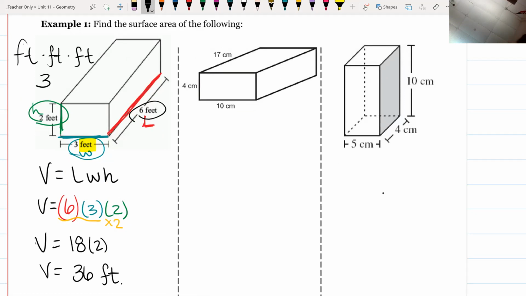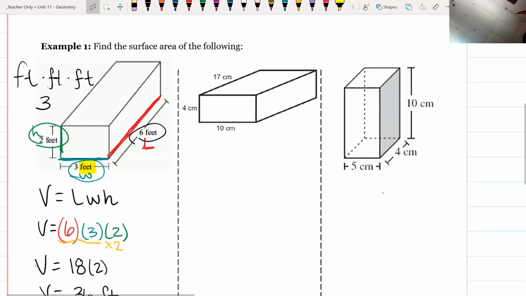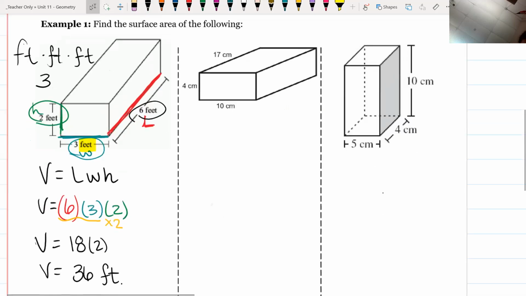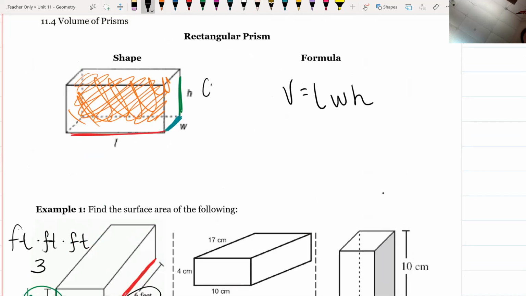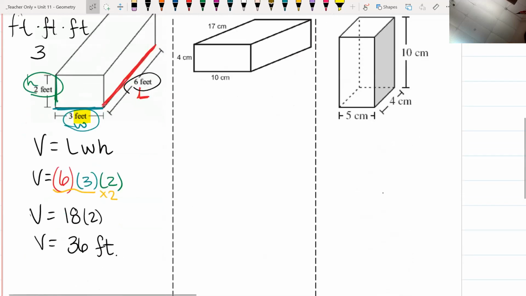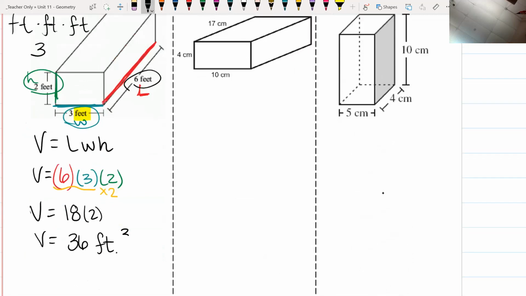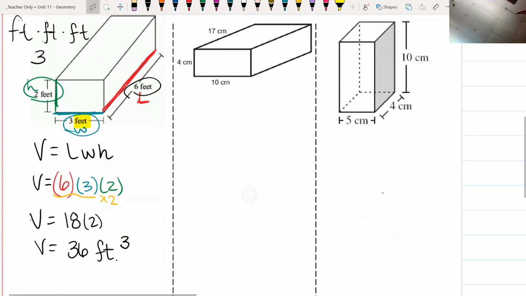3. So instead of area, which is what it's asking for, right? No. Instead of area, which was squared, volume is going to be cubed. Volume is cubed. Okay. So volume is cubed. So it should be 36 feet cubed. All right, we're going to do the next ones.